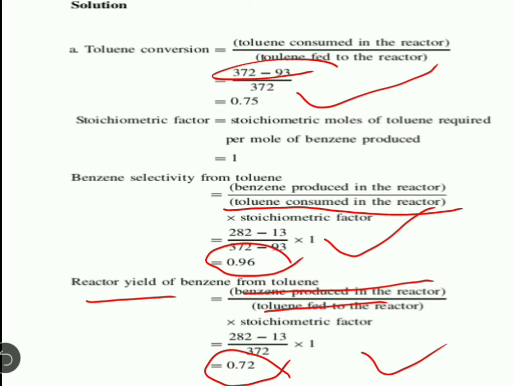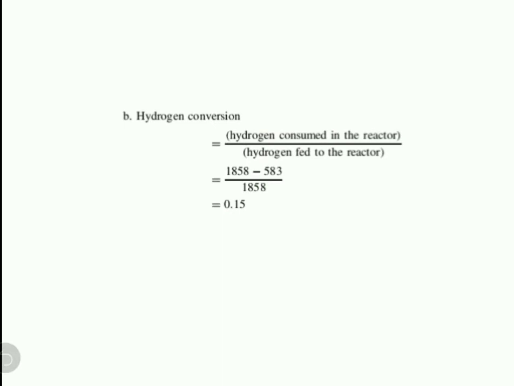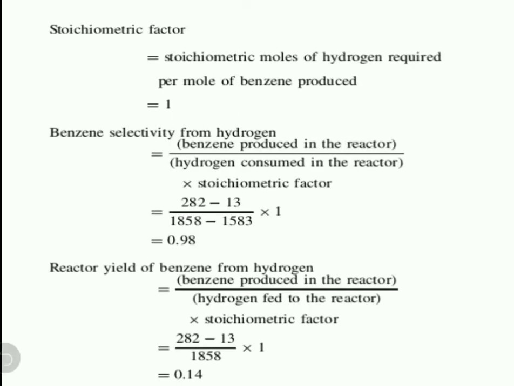Again, there are two feeds, so we can calculate with respect to hydrogen also. For hydrogen, the conversion is 0.15, that is 15% conversion. Then the selectivity is 98%, and the reactor yield is 0.4. So this is with respect to the other feed, that is hydrogen.